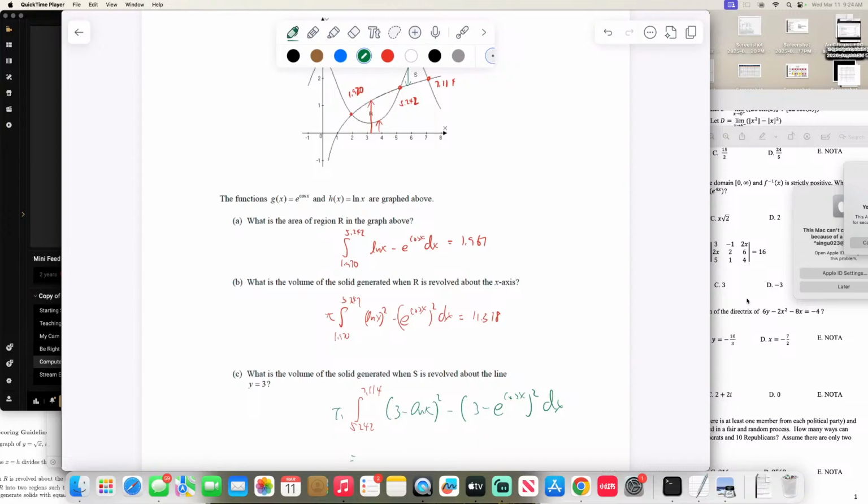Any question about this part? It's okay? Should be okay.